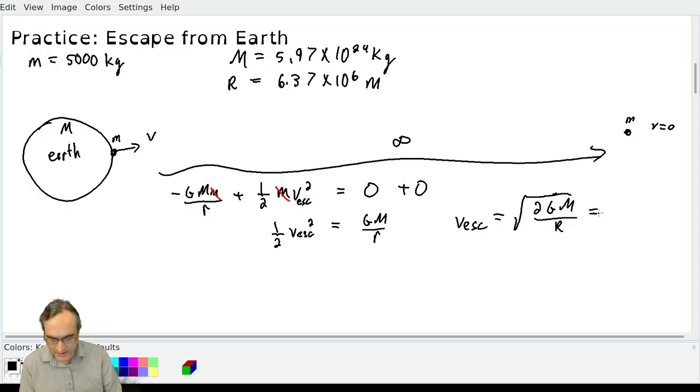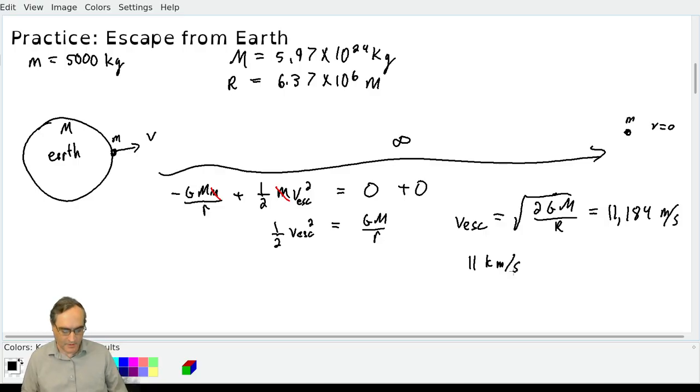All right, so let's see. Square root of 6.674 times 10 to the minus 11. Accidentally hit recall there. Times, I forgot the 2, so G times 2 times mass of Earth, 5.97 times 10 to the 24, divide by 6.37 times 10 to the 6. Take the square root. We get 11,184 meters. Oops, not meters squared, meters per second. So it's right around 11 kilometers per second to escape from the Earth.